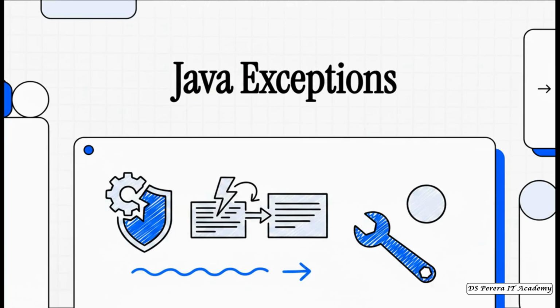Hey everyone, and welcome. Today we're jumping into a really critical topic in object-oriented programming, and that's Java exceptions. And listen, mastering this isn't just about fixing bugs, it's about learning how to write professional, solid code that doesn't just fall apart when something unexpected happens. So let's get right into it.